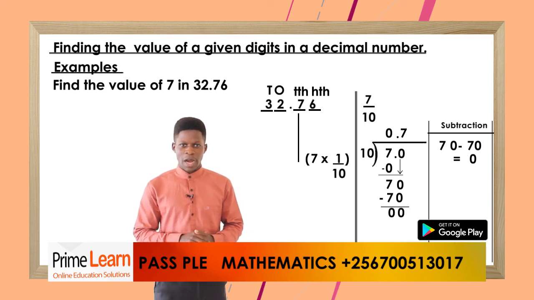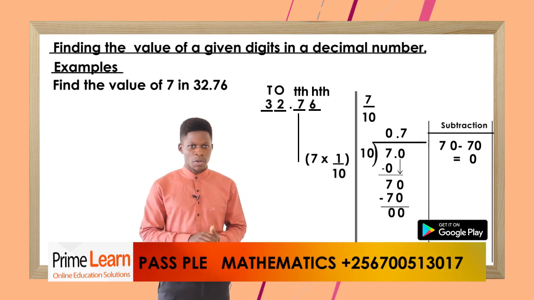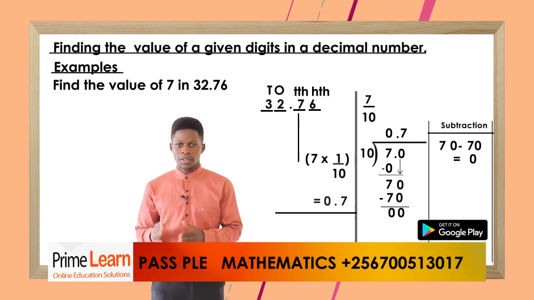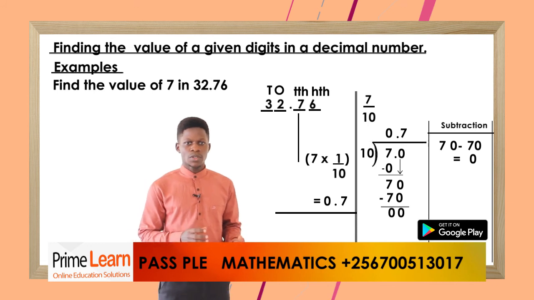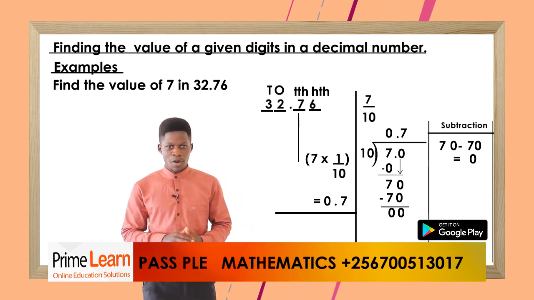Now that we have reached that 0, we don't have any other digit or any other number which is remaining, which can make us continue to work out. And this means that our answer is 0.7. And we are going to write it here that therefore the value of 7 in 32.76 is 0.7.